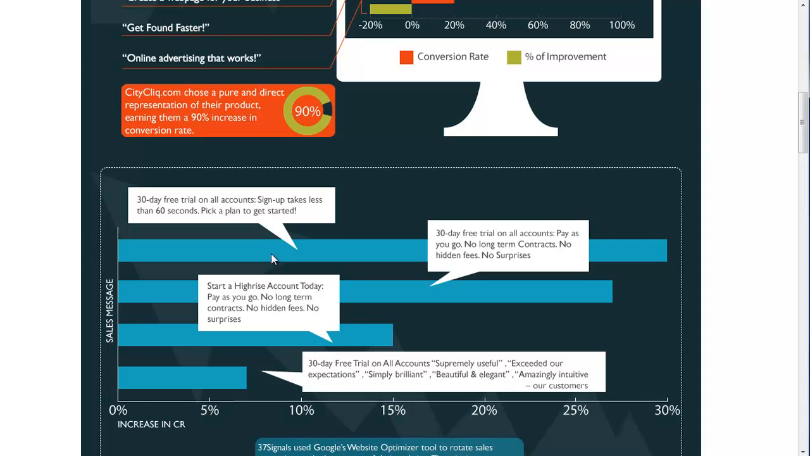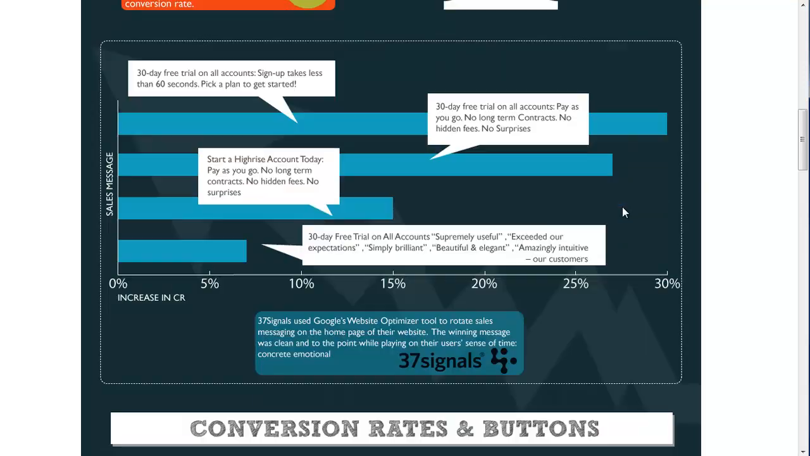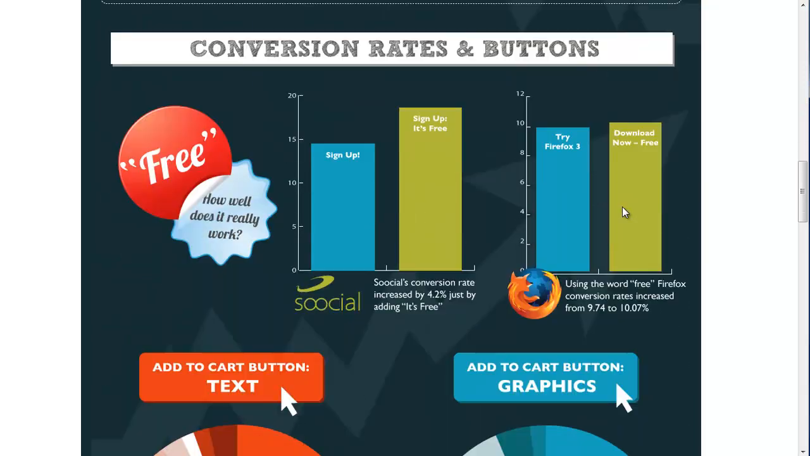And you can see the different messaging they used and how long they ran them, 30-day free trial, and then they changed the verbiage. They just continually test and test and test through Google Website Optimizer, as 37 Signals did here in this graph. You can see how they went about testing their campaigns. If we continue to scroll down, what they're highlighting here is conversion rates and buttons, how the different colored buttons and the verbiage on the button, which one is most effective. You can see "sign up, it's free" is a lot more effective.